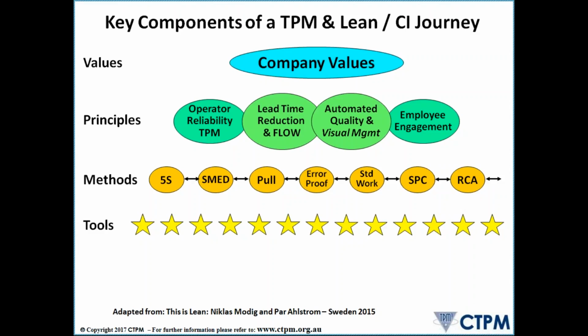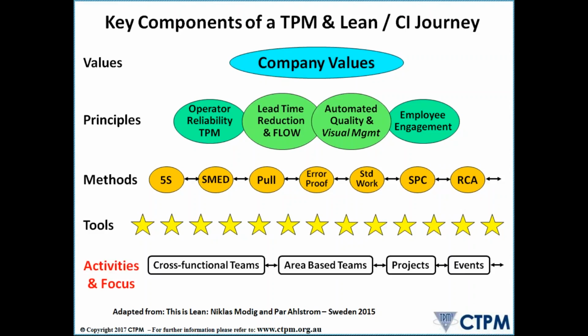The key to all this is to recognize that this is a whole system, and the Toyota Production System is a system of integrated activities. It's not cherry picking, oh, we'll go and do 5S this cycle because that's on the list, then we'll go and do setup reduction. We've got to integrate it all, and this is where what they call the activities and focus comes into it.